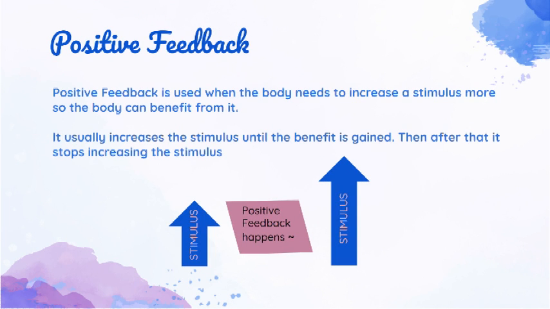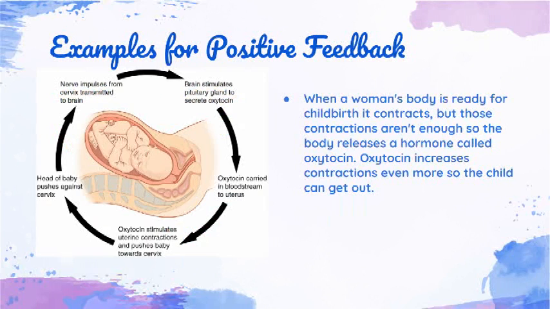Now, let's explain positive feedback. Positive feedback is used when the body needs to increase a stimulus more so the body can benefit from it. It usually increases the stimulus until the benefit is gained. Then after that, it stops increasing the stimulus because it has already gained the benefit from it.